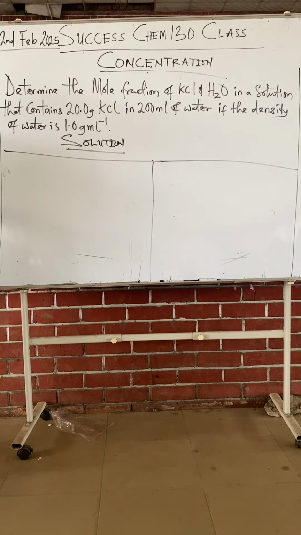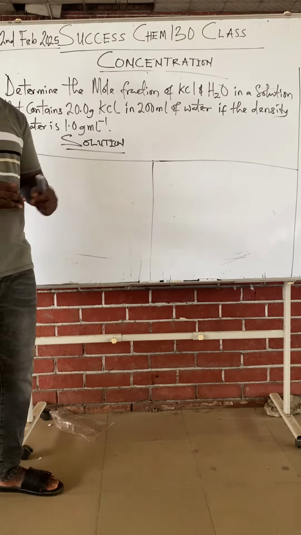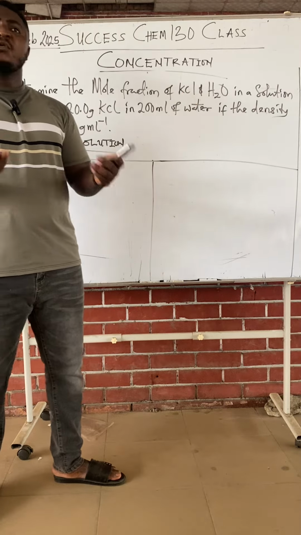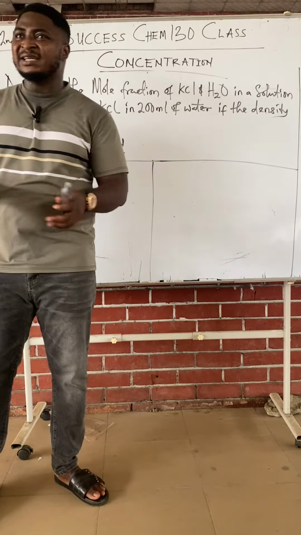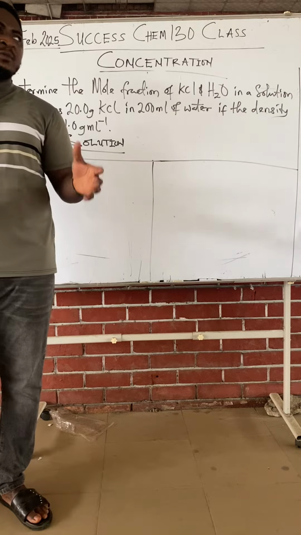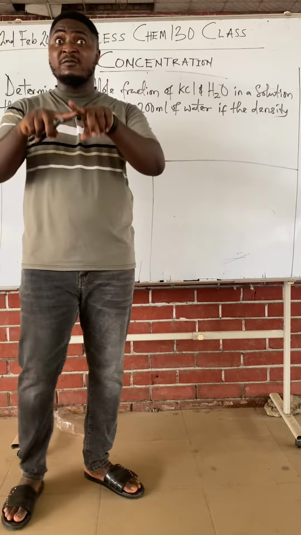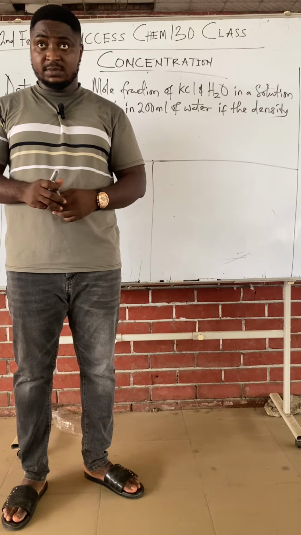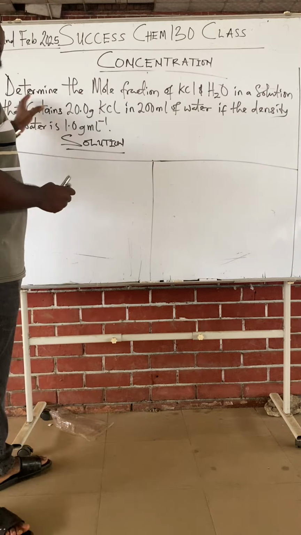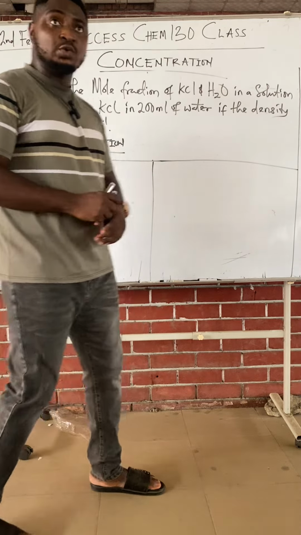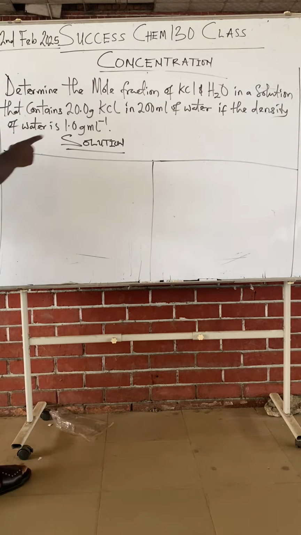Determine the mole fraction of KCl and H2O in a solution. Class, it's clear that this solution contains two components, KCl and what? Because we want the mole fraction, we first ask how many components are found in the solution. Mole fraction is the number of moles of a component divided by the total number of moles of all the components. They're asking us to find the mole fraction of KCl and also of H2O, in a solution that contains 20 gram.